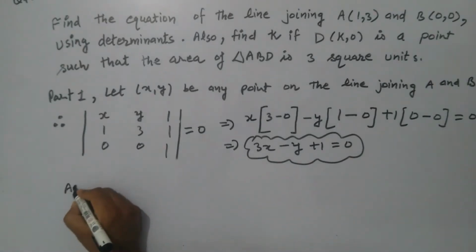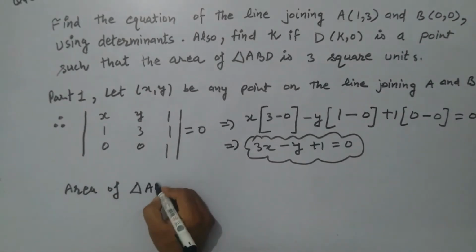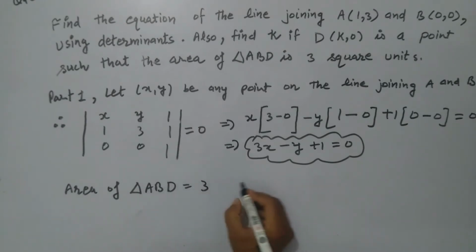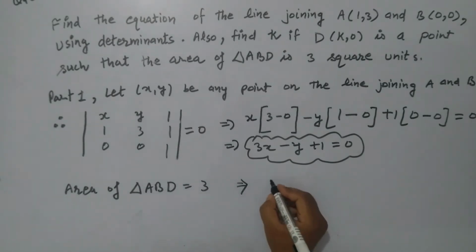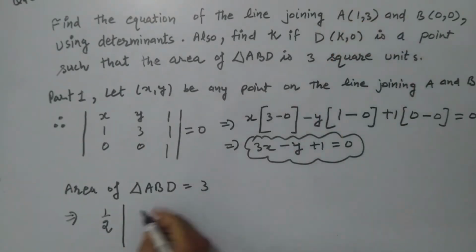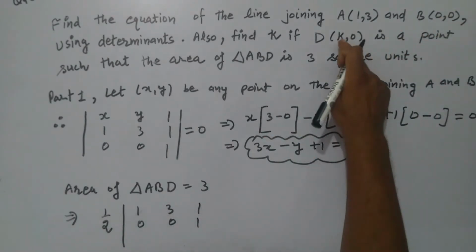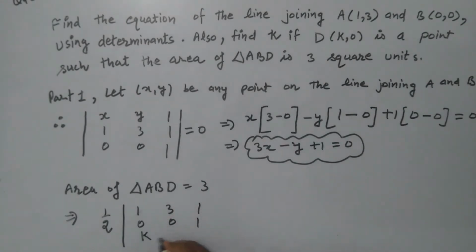So here we have the area of triangle ABD equal to 3. That means we have 1 upon 2 into the determinant of these points. A point is (1, 3, 1), B point is (0, 0, 1), D point is (k, 0, 1). Right? So this is equal to 3.